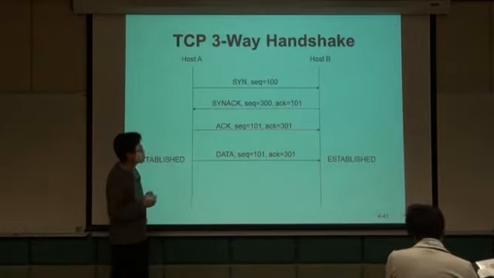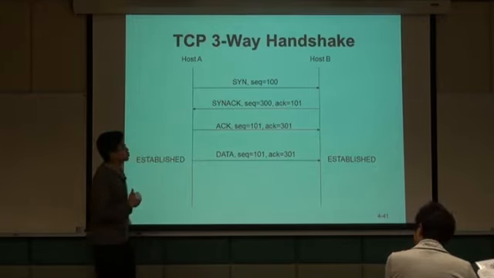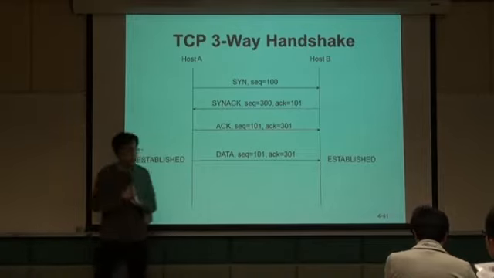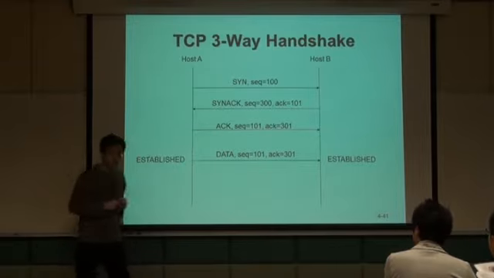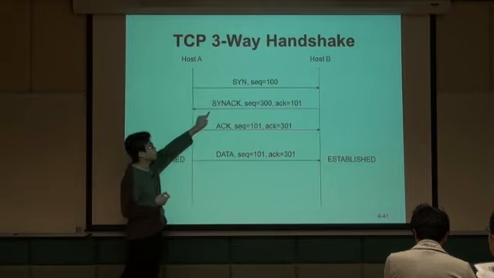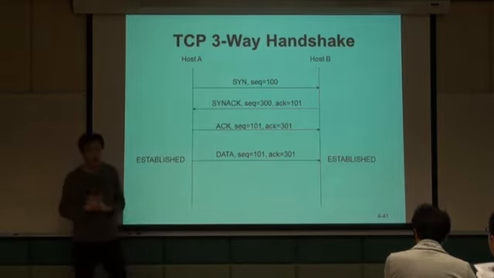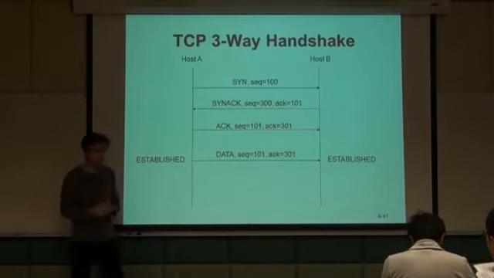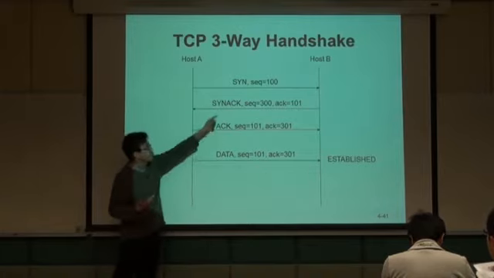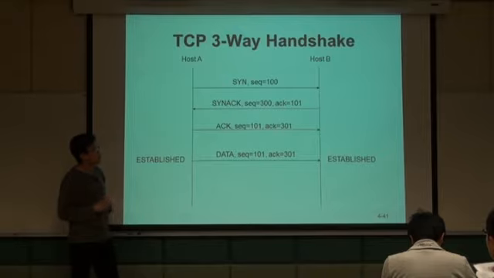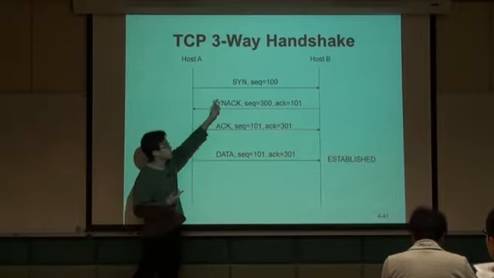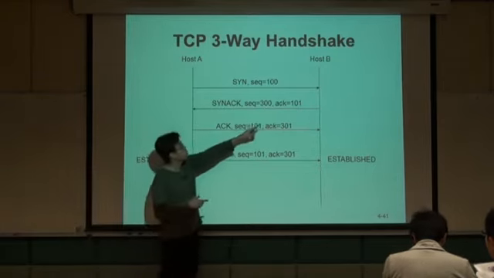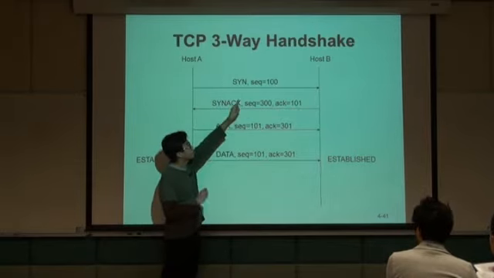100. Host B will receive this sequence number, and it will return the SYN-ACK. SYN-ACK basically consists of two pieces of information. One is I acknowledge the receipt of this SYN packet, and also I want to set up another SYN packet. Now, the sequence number will be generated by B. B will say, hey, let's start with 300. And 101 is defined by the sequence number of this SYN packet plus 1. So this is the three-way handshake design. The acknowledgment number will be defined by the sequence number plus 1.